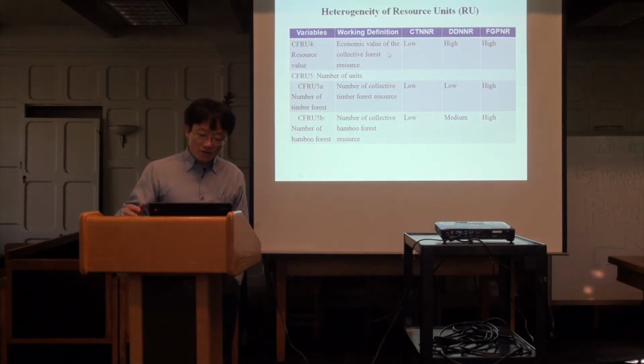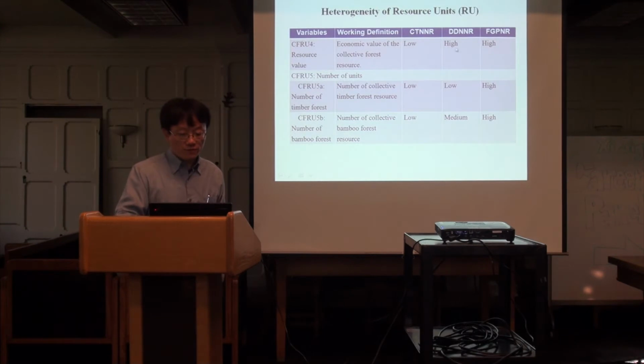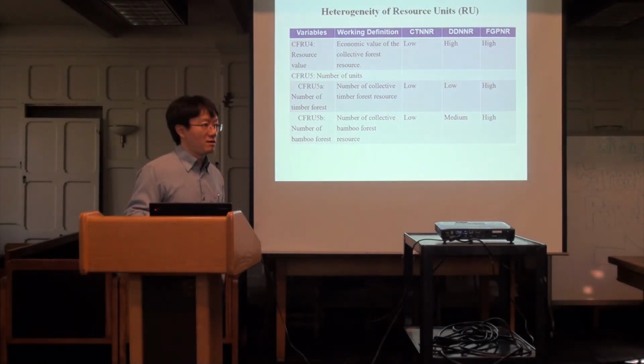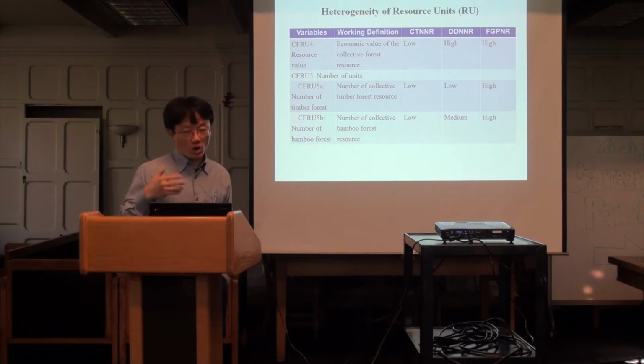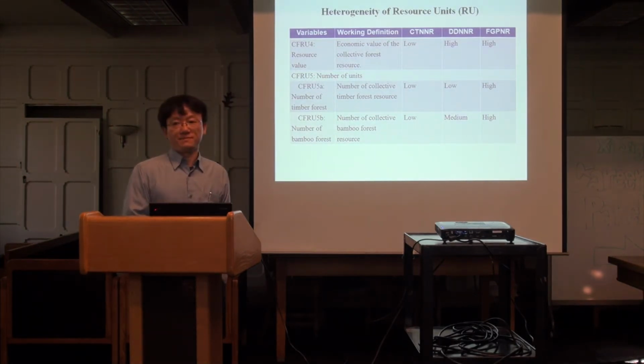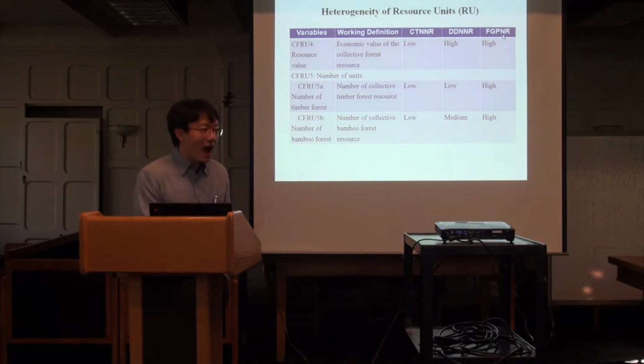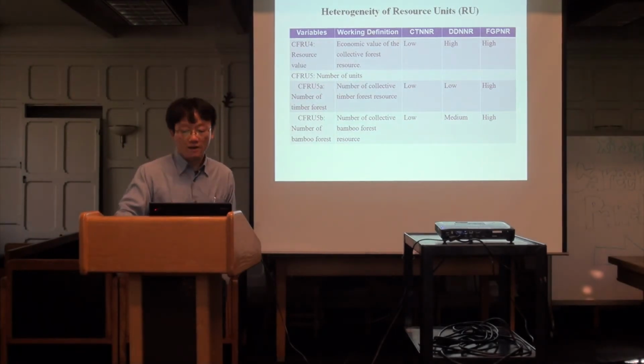So the economic value of the collective forest resource for the first nature reserve is somewhat low. Why low? Because the timber is not of higher quality, so it cannot have higher economic value. But for the second one, it's high because the natural resource can be used for tourism. But for the third one, it's totally for timber harvest. So even though they are high, they have different implications.